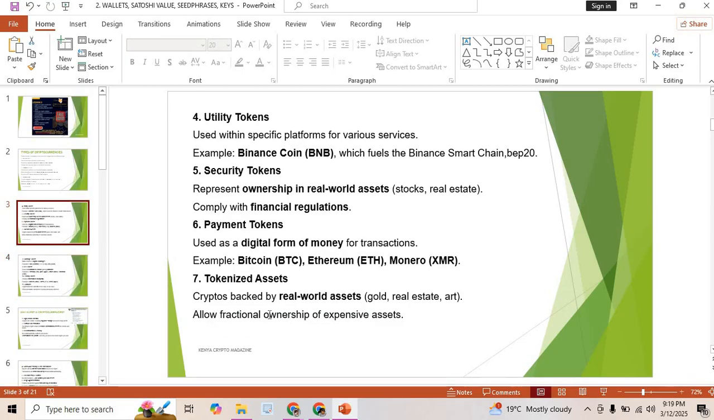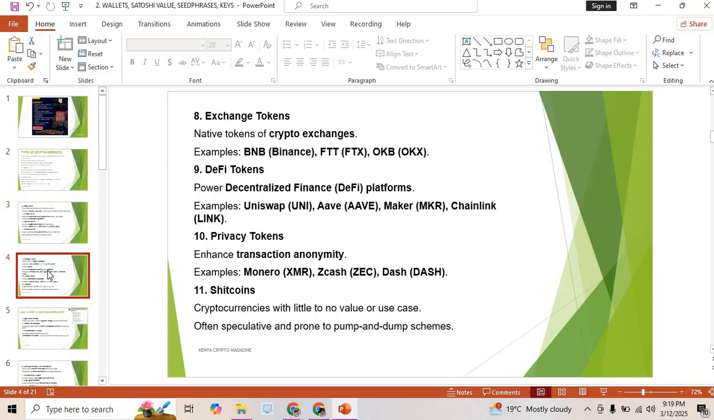Tokenized assets are the same thing as the security tokens. They are backed by real world assets, for example, gold or real estate. They allow fractional ownership of expensive assets. I'm very sure people are asking, how do I own real estate in the digital space? But don't worry, when we get to the topic of metaverse and NFTs, you'll get to understand what we are talking about. We have the exchange tokens.